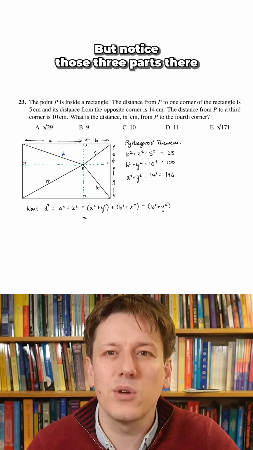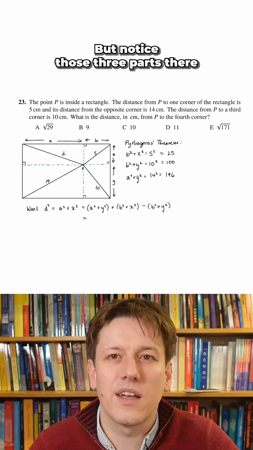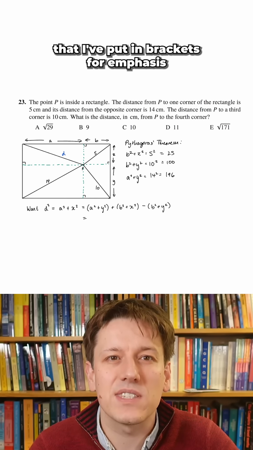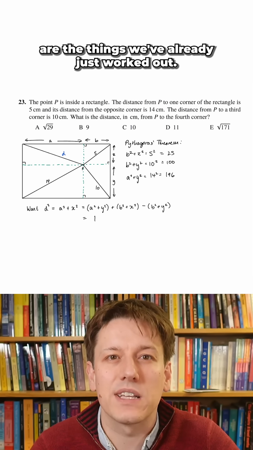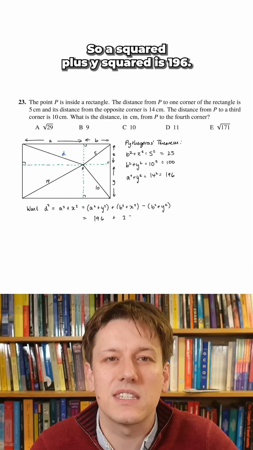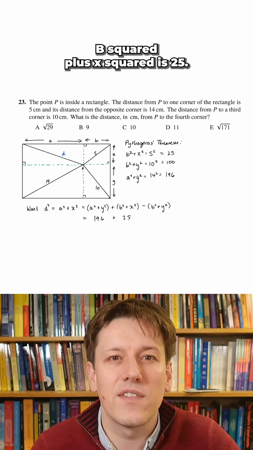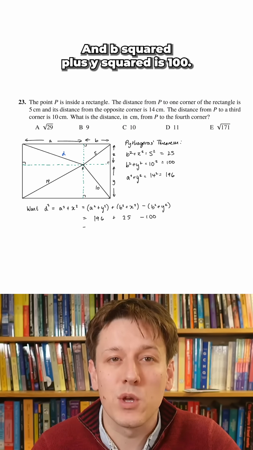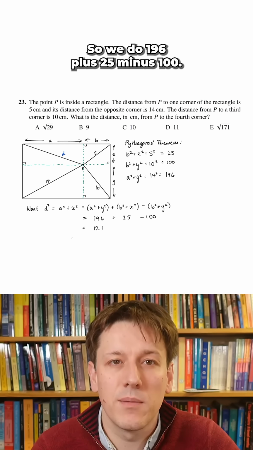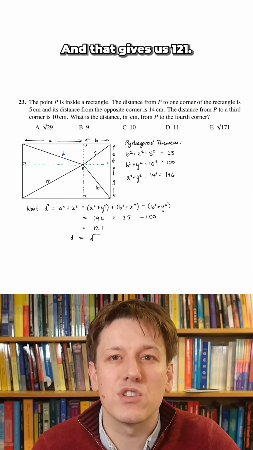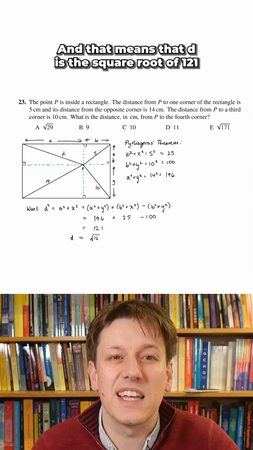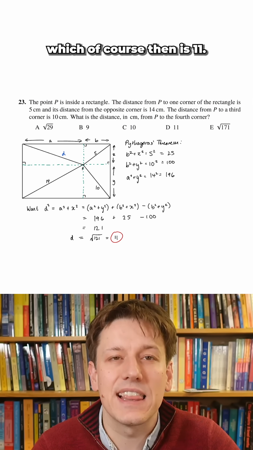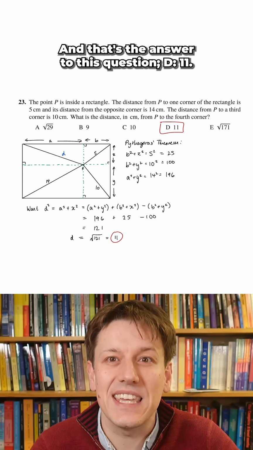But notice those three parts there that I've put in brackets for emphasis are the things we've already just worked out. So A squared plus Y squared is 196, B squared plus X squared is 25, and B squared plus Y squared is 100. So we do 196 plus 25 minus 100, and that gives us 121, and that means that D is the square root of 121, which of course then is 11, and that's the answer to this question, D, 11.